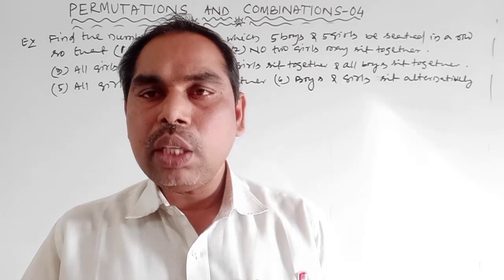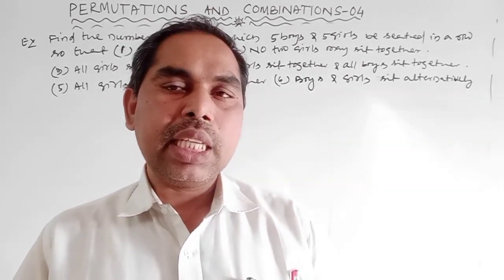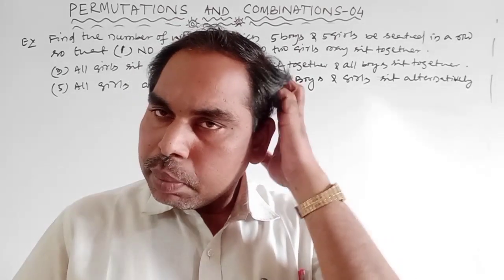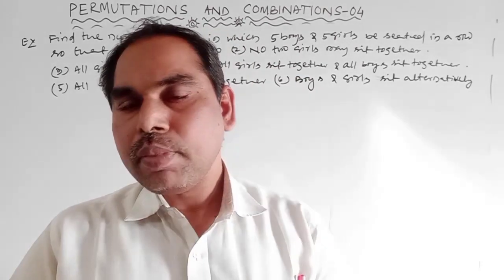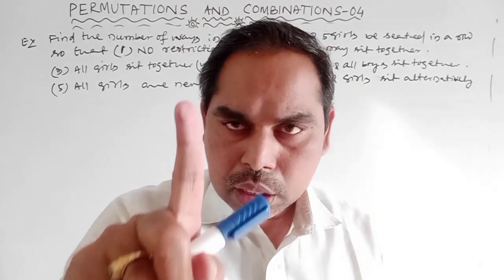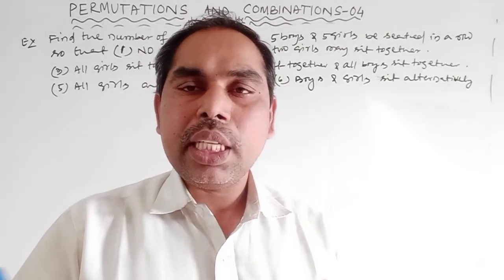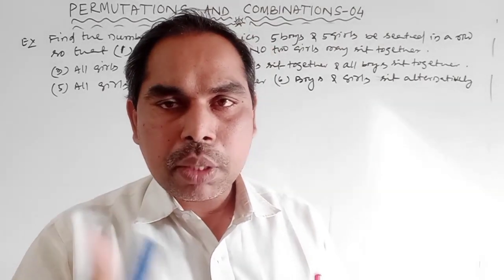6p5 into 5 factorial. First, all the girls can be taken as one person. 5 boys as 5 persons. Total number of persons is equal to 6.